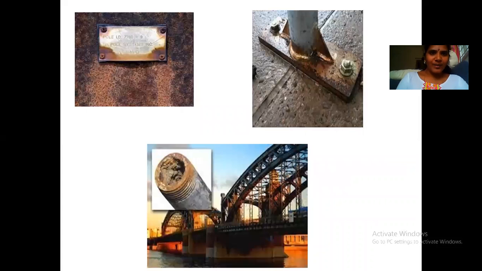Here are a few pictures that I've given you as examples of corrosion. You can observe that here the metal is in contact with water partially, and here it is exposed to moisture. Even two different metals are in contact with each other, and this one is simply exposed to the air, which is a mixture of different gases.